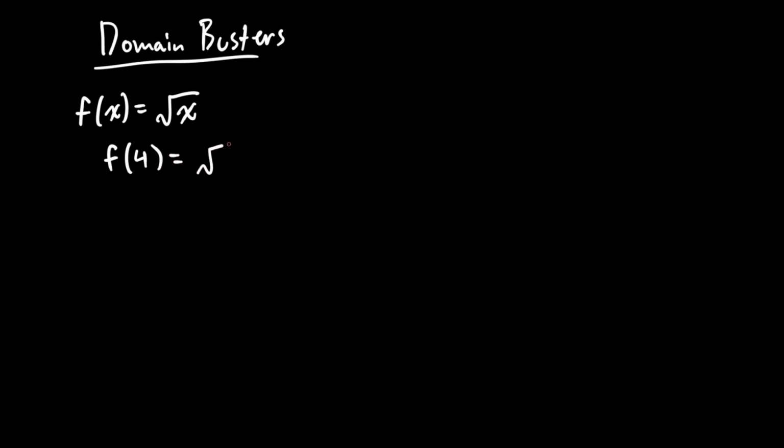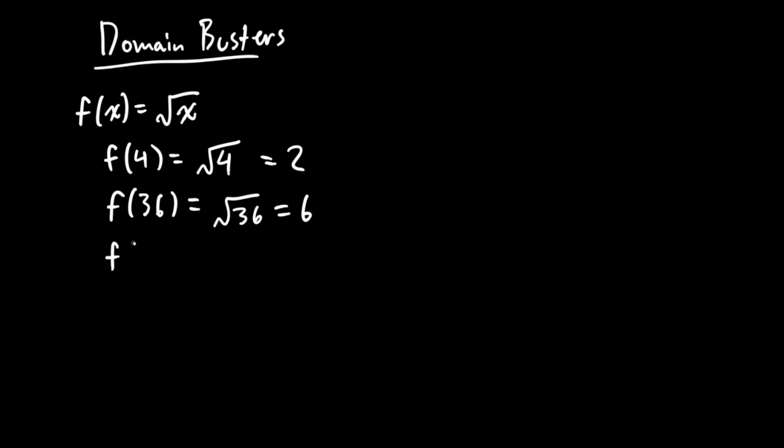Now, let's give you some examples. Let's say we had f of x is equal to the square root of x. For this function, you can plug in all sorts of numbers. Let's say we plugged in 4. Then f of 4 is equal to the square root of 4, which is 2. Let's say we plugged in 36. Then f of 36 is equal to the square root of 36, which is 6. Now, let's say we were to plug in a negative number.